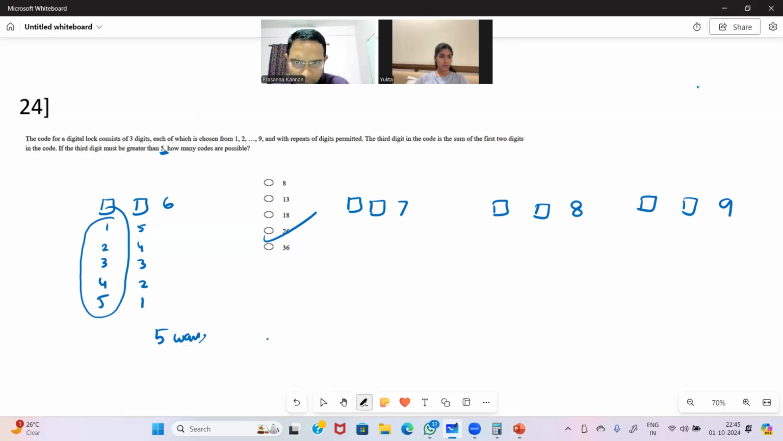Got it? Even if I did not have to write this, I understand there are 5 ways of filling this up, correct? Now, if it's 7, I can't use a 7 there, right? So how many ways do I have? 6. Even if you don't write this, it's understood, right? A corresponding value will come and fit in here.